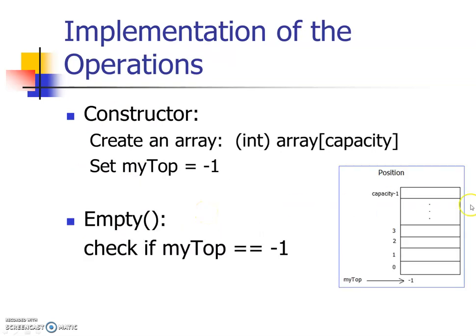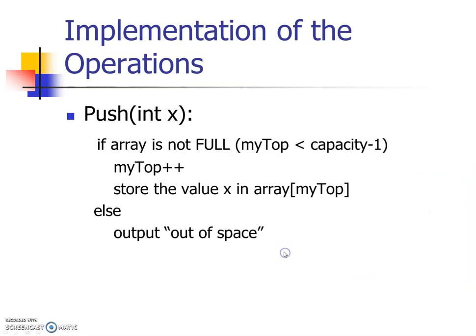So you can see that in the beginning, my top is equal to -1 and it's empty, and now we see a situation, say push 10. When that's happening, since my top is less than capacity -1, we can increment my top by 1, so the top will become 0, and then we can put 10 into whatever space is there. So that is the push operation.